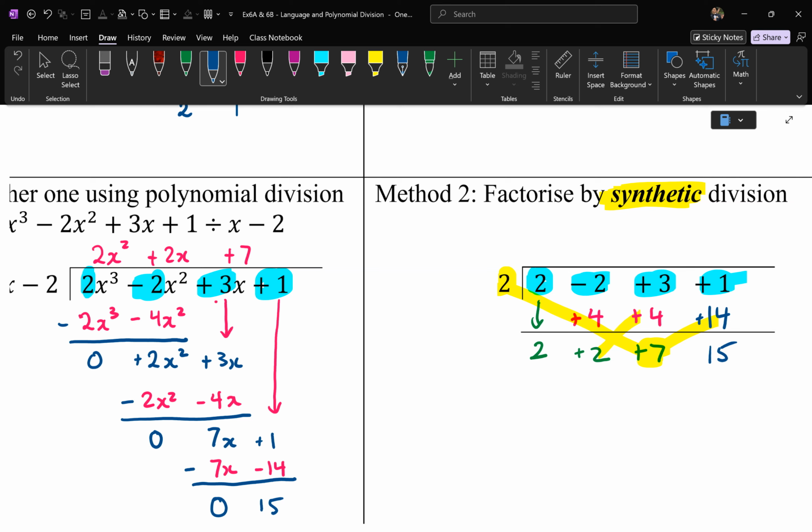Now, what do these numbers represent? How do I know that this must be a quadratic? That it's 2x squared plus 2x plus 7, and therefore this must be my remainder of 15 over x minus 2. How do I know this is going to be quadratic? Because this is one of the limitations of this technique. How do I know that this 2, 2, 7 is quadratic? Anyone see where the hint is?